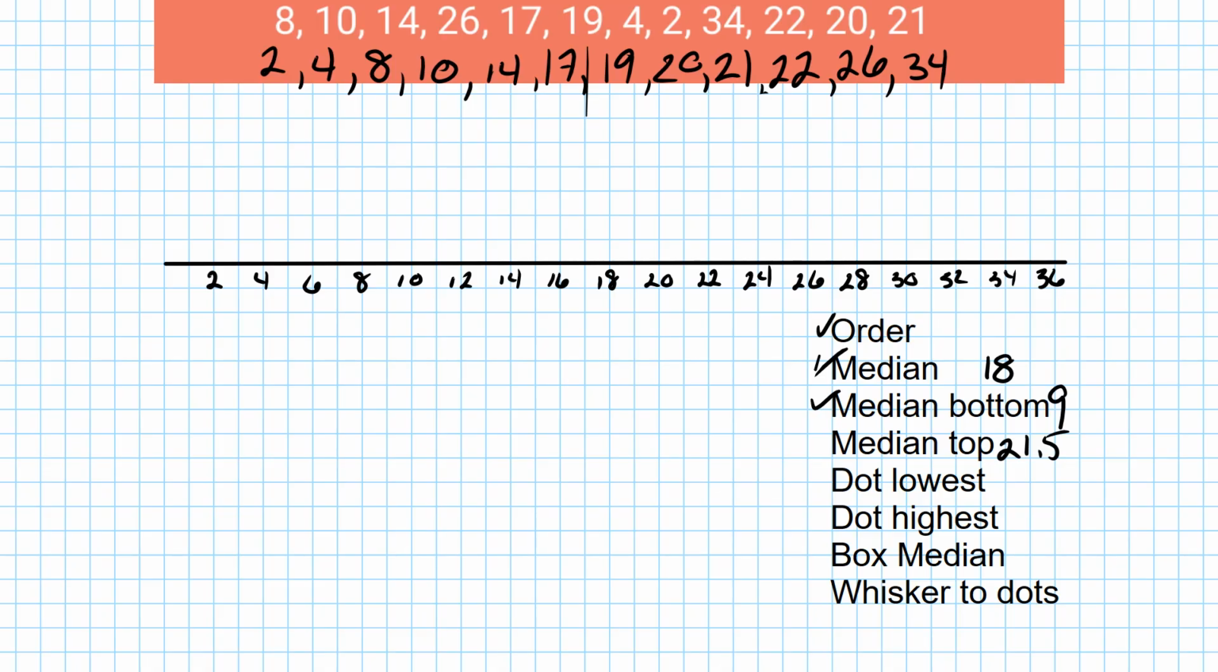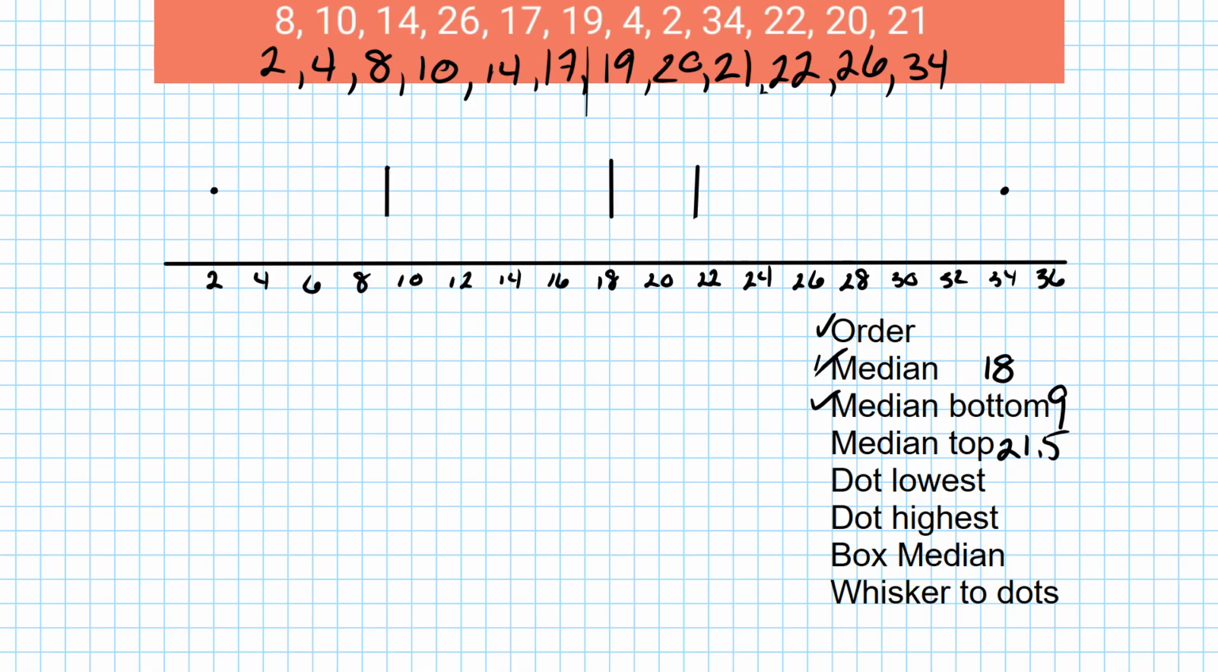So I've moved things around and added a number line so we can now add the box plot in. The first thing we want to do is mark all of these things onto our number line. First of all, let's find our median. Our median is at 18, so I'm going to draw a line there. Then we've got our median of the bottom, which is at 9, and our median of the top, which is at 21.5. Now we're going to put a dot at the lowest value, which is 2, and a dot at the highest value, which is 34.